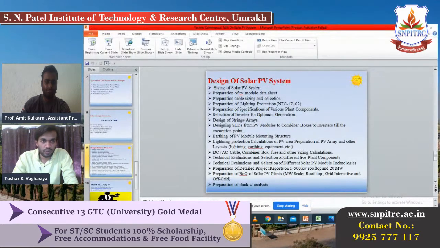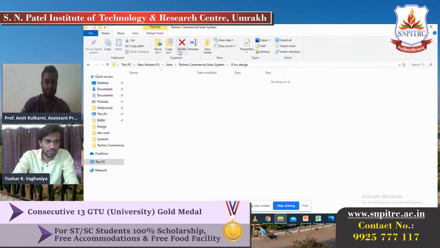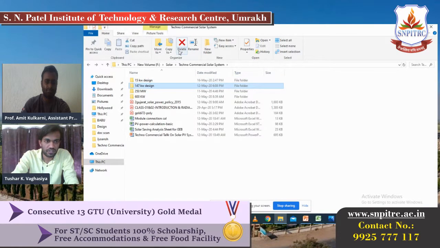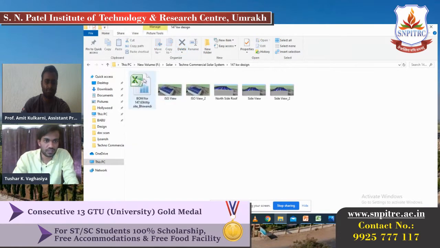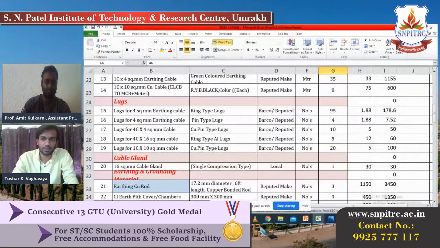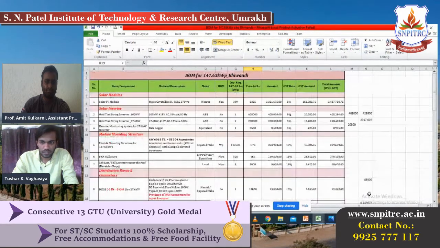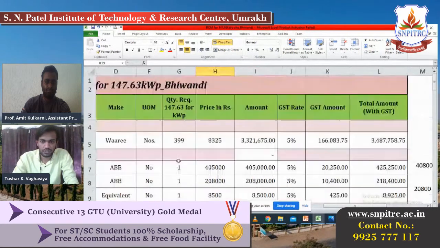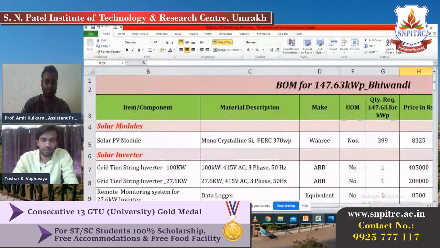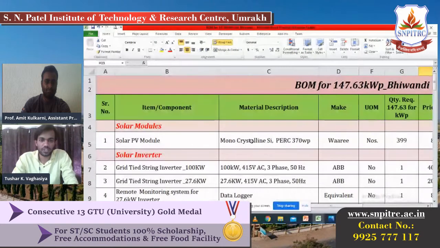Let me show you one more project example. It's a 147 kilowatt PV system. It's an industrial project. In an industrial project also the same equipment is required, but here we are using the monocrystalline module. There are two types of crystalline module: one is mono and the second is polycrystalline. Which is the best?